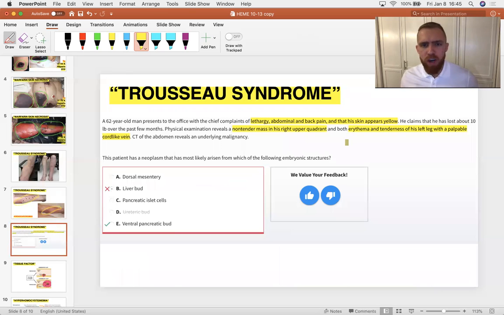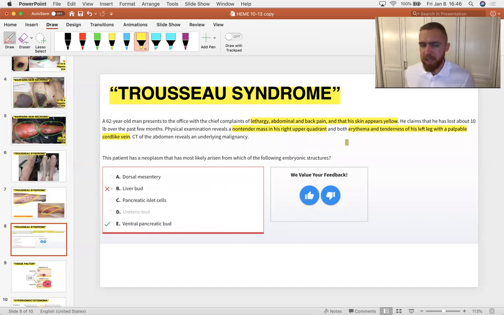Here's the practice question I got for Trousseau syndrome. A 62-year-old man complaining of lethargy, abdominal and back pain, and some jaundice. He's lost 10 pounds, so you know he's got a cancer. And then you palpate a non-tender mass in the right upper quadrant, so you know he's got a cancer. And then additionally, they tell you he's got erythema and tenderness of the left leg with a palpable cord-like vein. So his left leg hurts and it's red and the vein is inflamed. And then they ask you, what's the embryonic structure that the organ that developed the cancer came from?